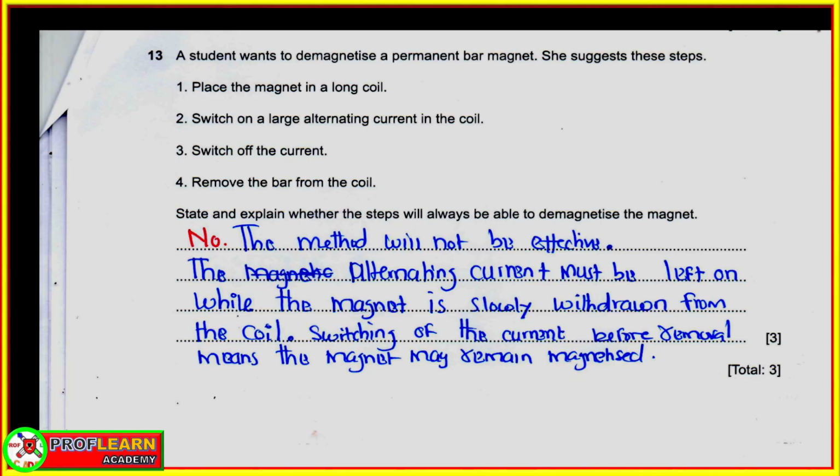Now, one of the mistakes this student has made is switching off the current and then removing the magnet, because we said from the previous question that you need to switch on that large amount of current and then withdraw the magnet. If current is flowing around the coil, then withdraw the magnet from the coil while current is flowing, and that will now ensure that all the magnetism is lost. But otherwise, if you switch off the current and withdraw, there are chances that the material may retain the magnetism.